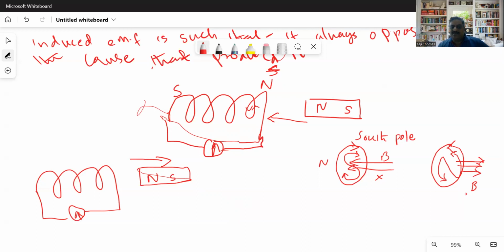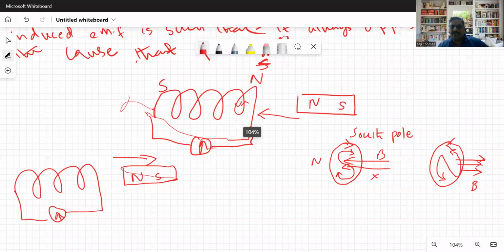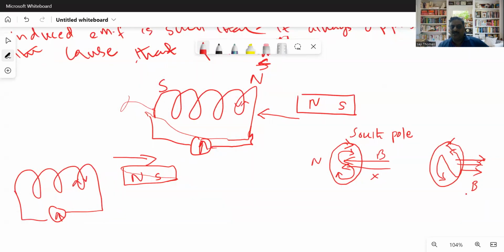So clockwise direction means current should be in the clockwise, in this way, clockwise. So this becomes a south pole. So the south pole attracts the north pole. So the magnet is attracted back. This is how we determine the direction of the induced EMF. Okay.